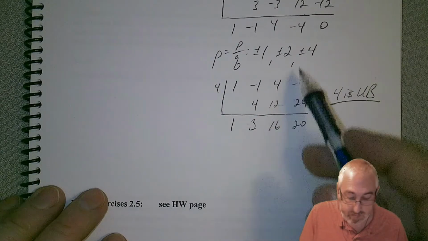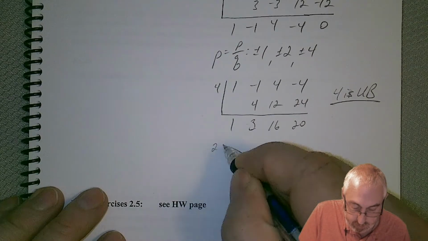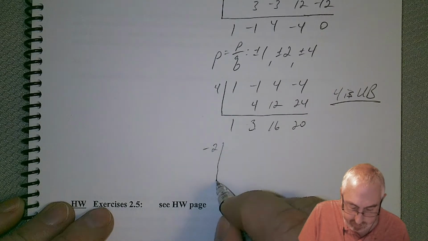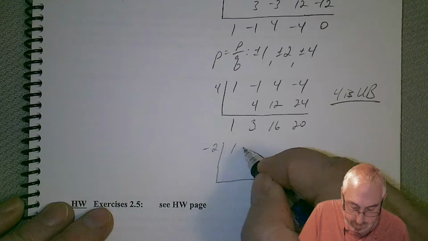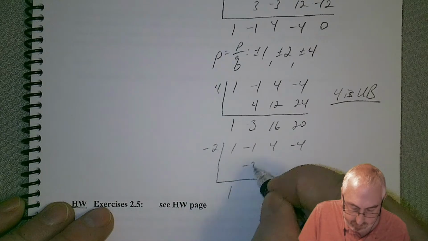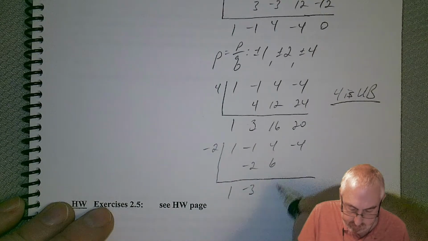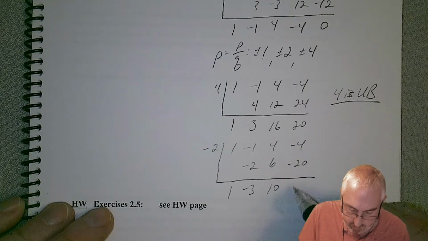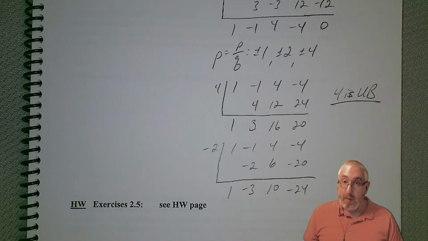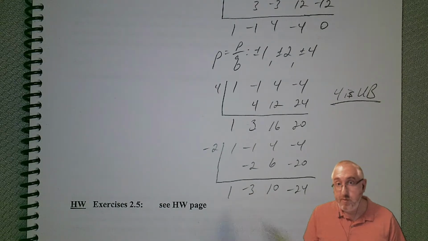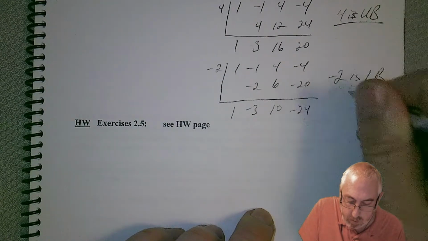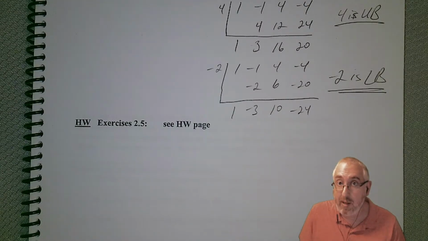Let's try a 2. Now remember, we can try negatives as well, so if you want, heck, let's try -2. Let's do something different. So we got a 1, a -2, -3, 6, 10, -20, -24. Well, it's not a 0, but it does alternate. So we also know that -2 is a lower bound. So we don't have to check -4 at least.